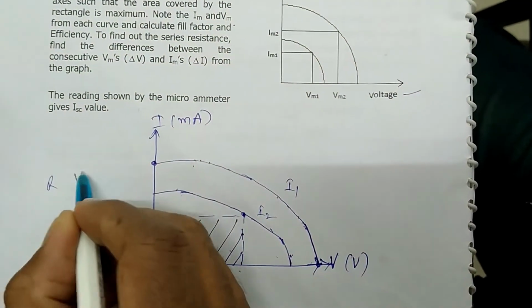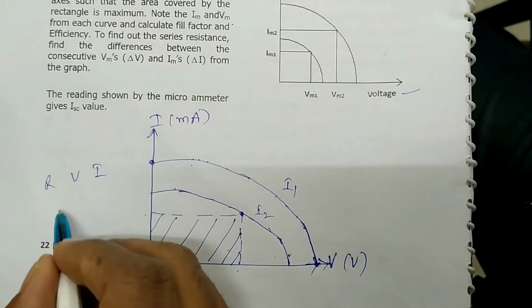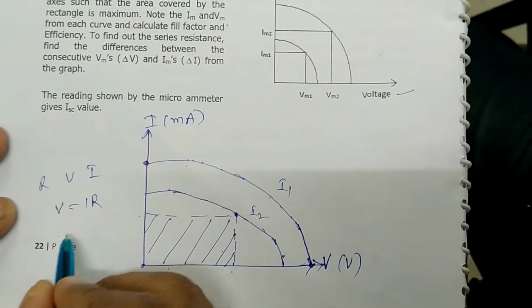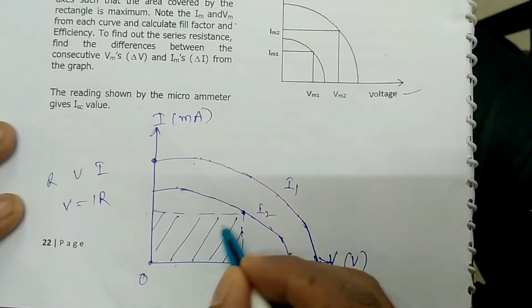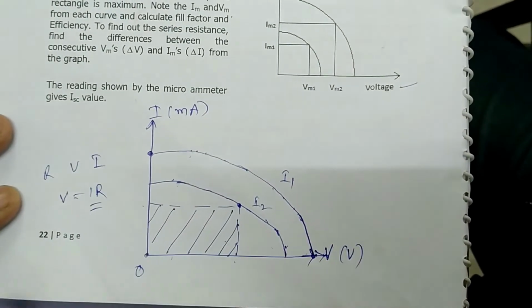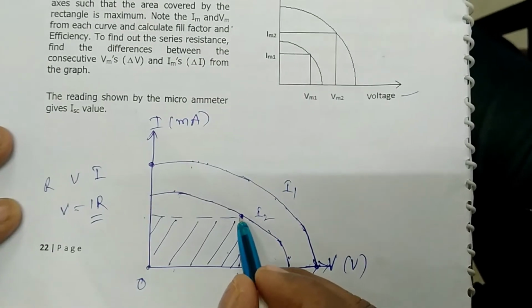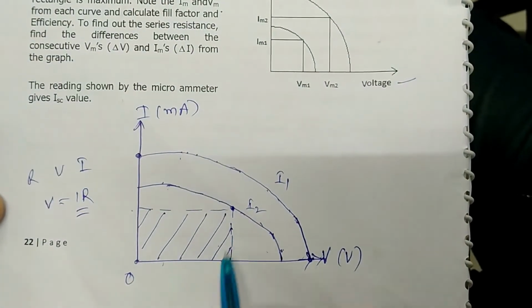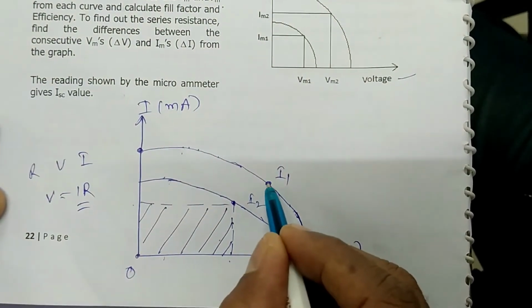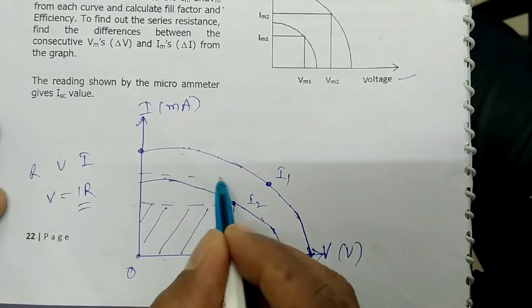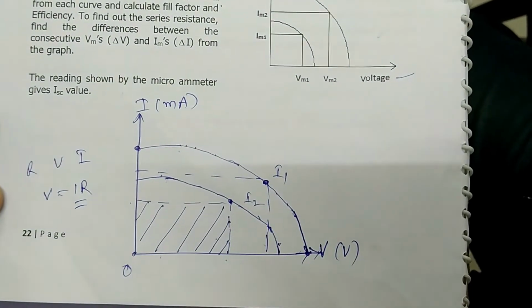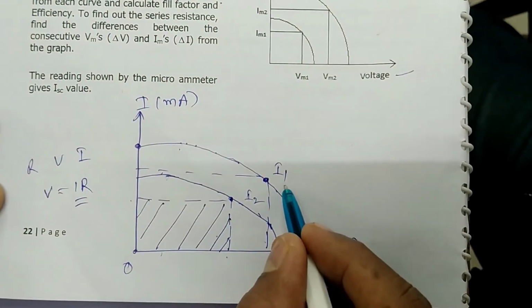If you know R, V and I, you know that V is equal to IR, from which you can draw a straight line passing through the origin. Where this straight line cuts this curve, that will actually be the point you have to take. Otherwise, from the graph we take the maximum point, and similarly you choose a point on this curve where if you drop the perpendicular to the x and y axes, you should get a rectangle of maximum area. And this is for I2, this is for I1.